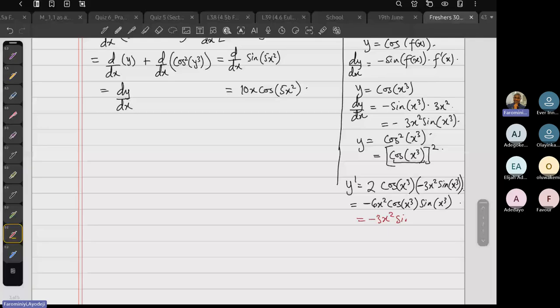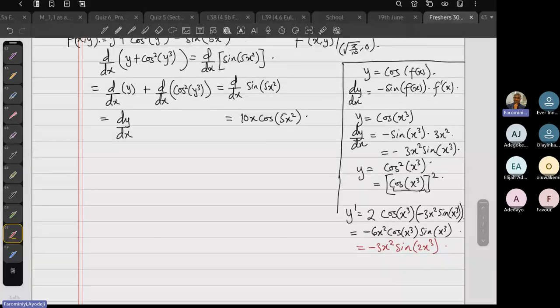So at this point, are there any questions? Is there anybody that does not understand what we have done on this right-hand side? So the derivative of cos squared x cubed. Is there anybody that does not understand that? Is it clear to everybody?